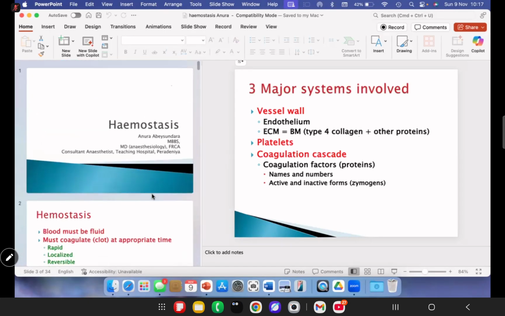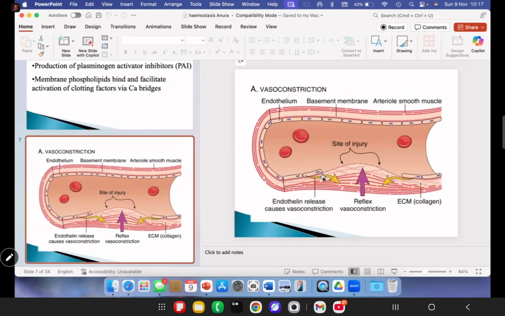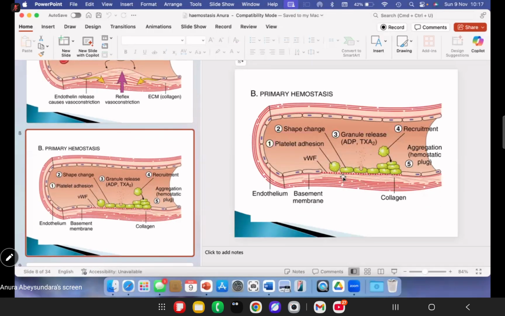Let's go back. Somewhere here. Right. So this is the first thing, vasoconstriction, mainly by endothelin release from the endothelium. Easy to remember actually, right? Okay, and then you go to platelet plug formation, because the damaged collagen type 4 gives a rough surface, and the platelets change shape, and the granules also release these things, and further aggregation, this is called the platelet plug.